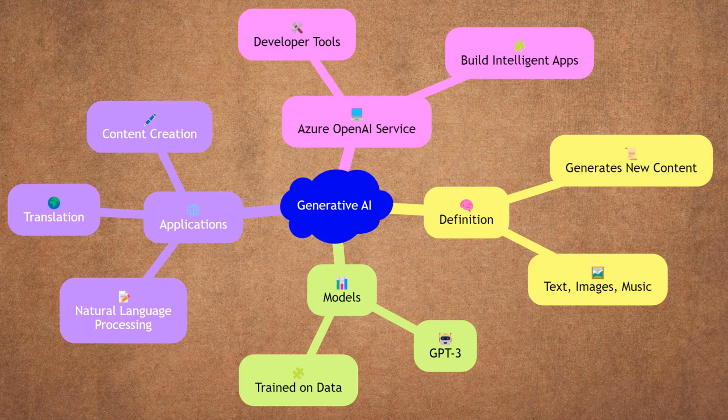Generative AI refers to algorithms that can generate new content, such as text, images, or music, based on the data they have been trained on. These models, like GPT-3, are capable of understanding and producing human-like text, making them valuable for tasks such as natural language processing, translation, and content creation. Azure OpenAI Service leverages these capabilities, providing developers with the tools to build intelligent applications.